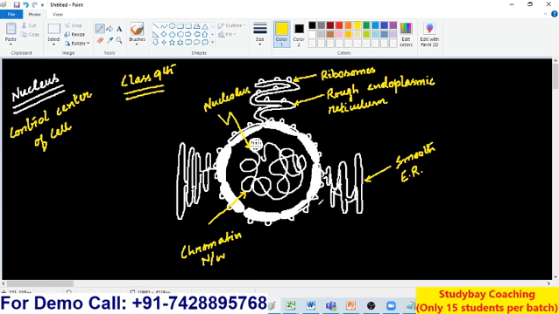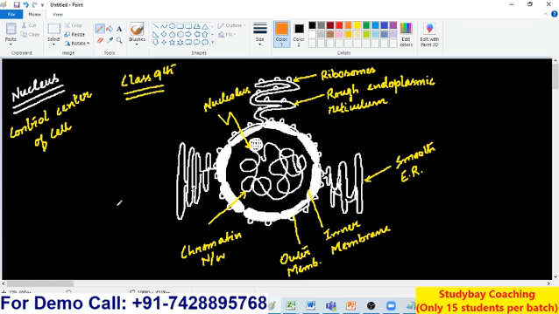Alright, now you can say that this is inner membrane and this part is outer membrane, right? Let me make it differently. This is inner membrane and this one is outer membrane. Alright, so this is the basic structure of nucleus.